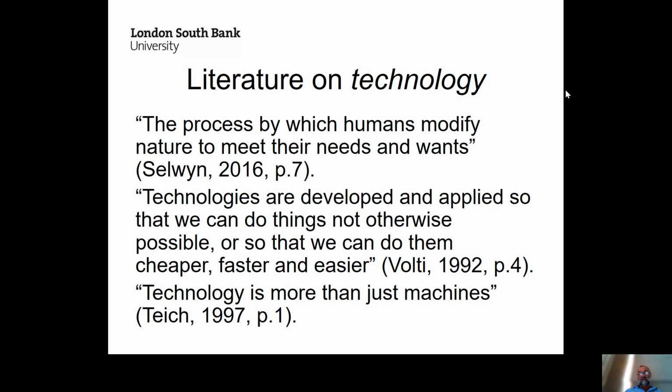But it's important there also that Selwyn says that technology is more than just machines. So technology, as I've said, I've given the example of the pencil, it's not just a machine. Technology can be other things that basically enable us to do things that we could not otherwise do.